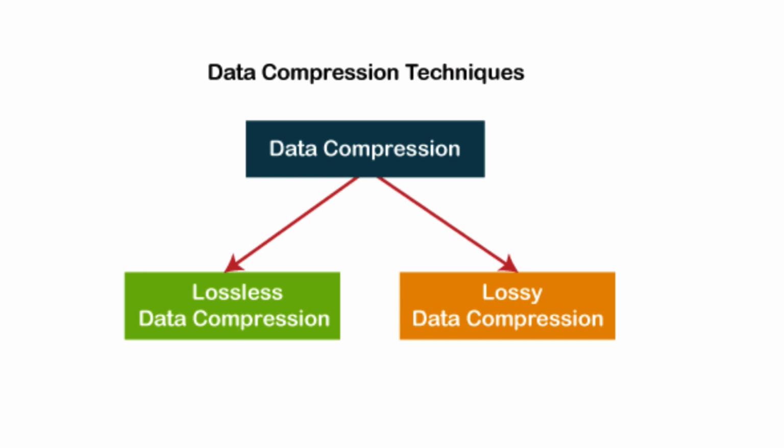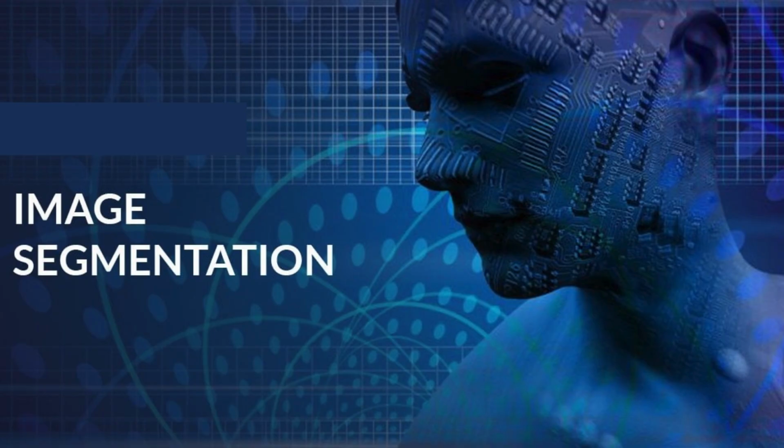Each compression algorithm has its advantages and trade-offs in terms of compression ratio, computational complexity, and image quality retention. Therefore, selecting the most appropriate compression method requires careful consideration of these factors based on the specific needs of the applications. Okay, so now it is time to discuss the feature extraction and image segmentation techniques.